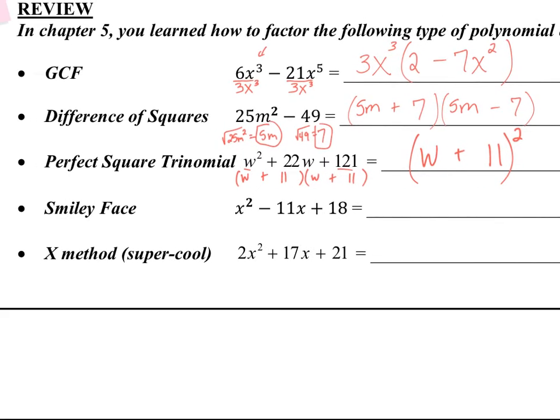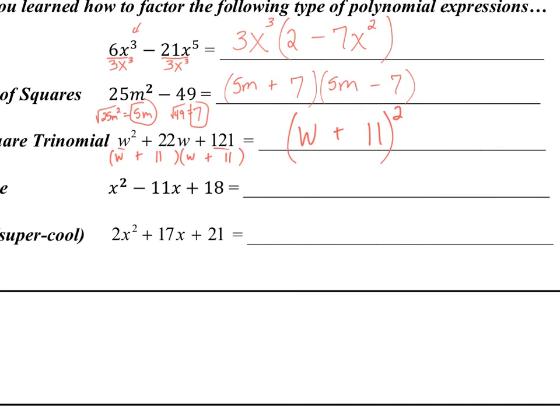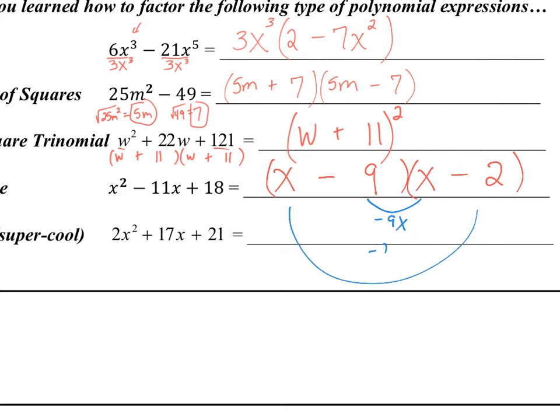Okay. The next one is smiley face. We have a trinomial, and they're not perfect squares, so we go to 2 sets of parentheses. What multiplies to x squared? X times x. What multiplies to 18? 9 and 2. And we want them to add up to negative 11 and multiply to positive 18, so it's going to be a minus and a minus. Okay, and you don't have to write this down, but again, if we check the inside and check the outside, they should add up to the middle term.